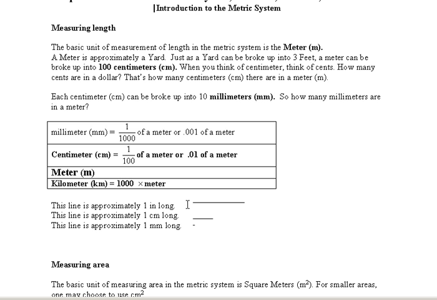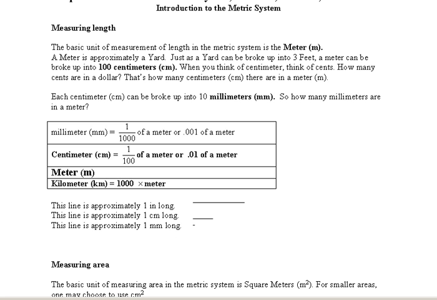Okay, this line here is approximately 1 inch long, just to give you the idea here. This is about 1 inch long. This line is about 1 centimeter long. So a centimeter is less than 1/2 an inch. And then this little speck here is a millimeter. So there's actually 10 of these little things which make up a centimeter. And if we had 100 centimeters all strung out, that would be a meter long. And if we had 1,000 meters, that would make a kilometer.